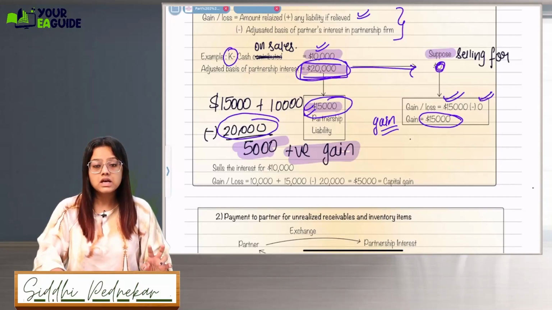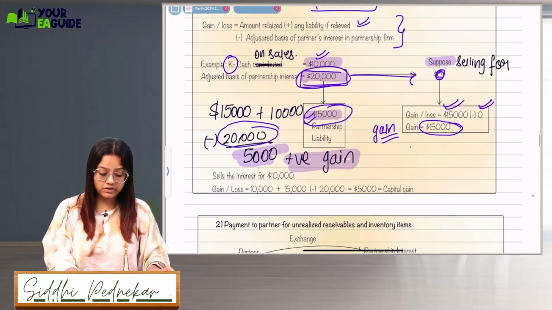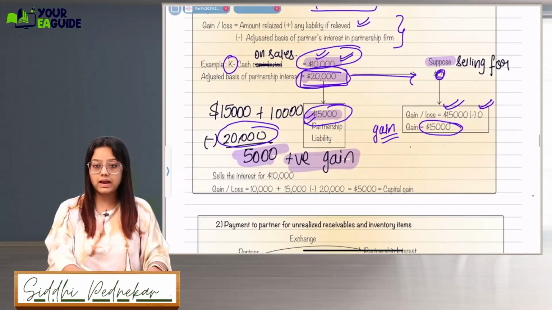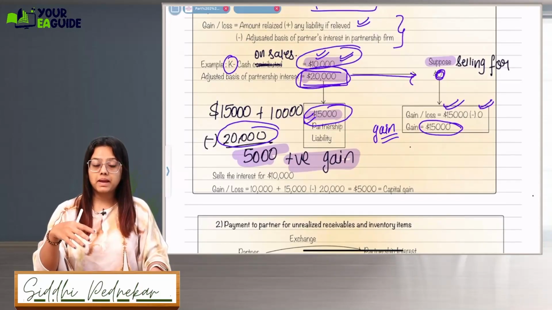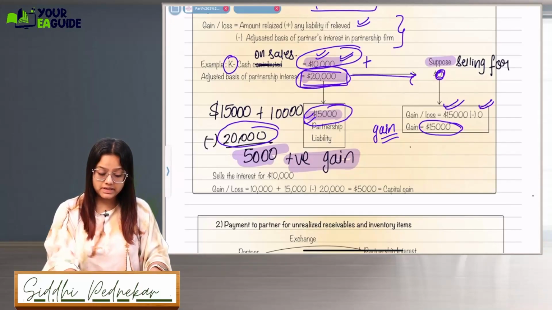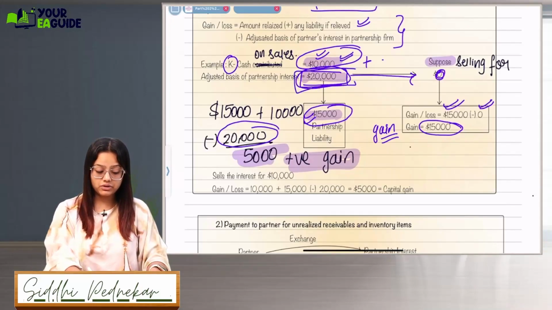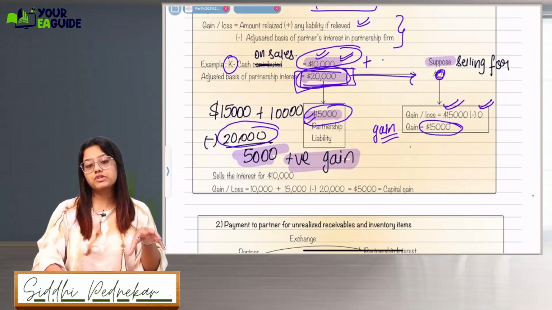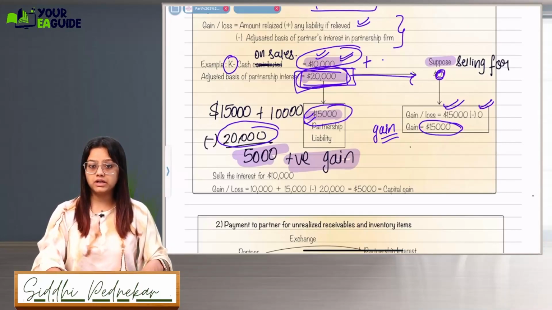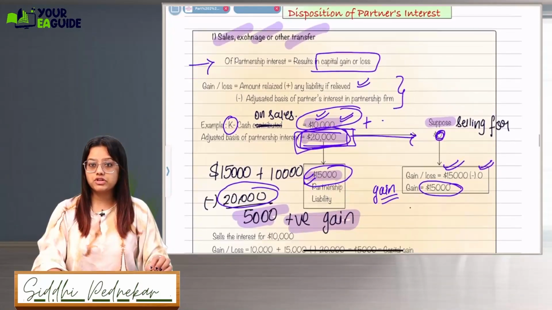Okay, got it, guys? So for sales, whatever the selling price is, you take that and add the liability, then reduce the total interest. Whatever the amount is, if it's positive, it's a gain. If it's negative, it will be a loss. Okay, so this is one type of disposition.